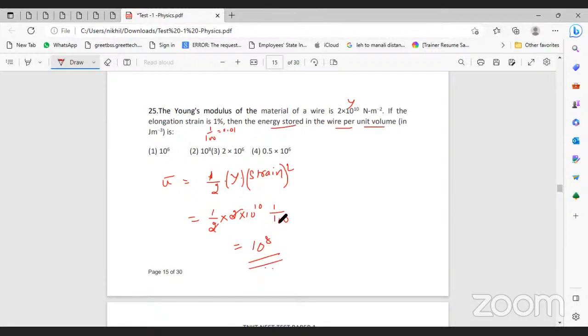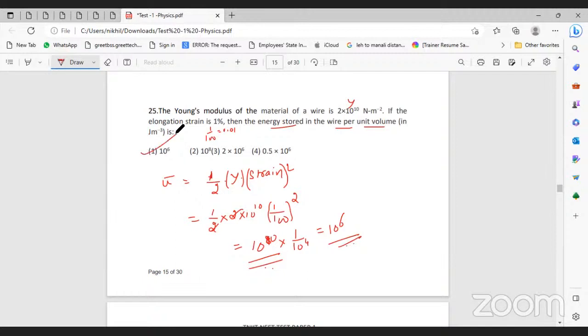10 power 10 by 10 square value will be 10 power 8. And it is squared, right? So strain squared: 10 power 10 into 1 by 100 squared will be 10 power 4. So it is 10 power 6. So option A is the right answer.